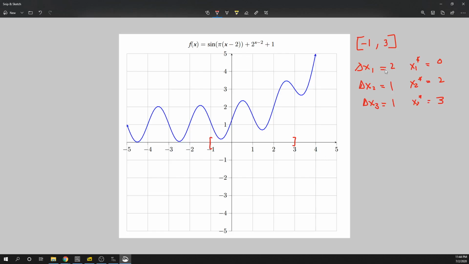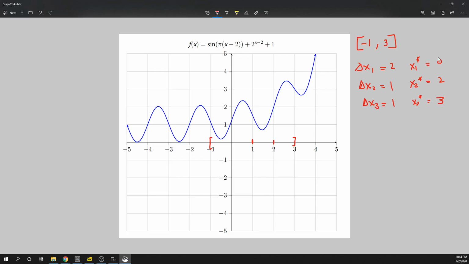So the first subinterval is 2 units wide. Starting over here on the left-hand endpoint of your interval, go 2 units, and that's where your first subinterval is going to end. All right, the second subinterval is 1 unit, so go where the first subinterval ends, and then go 1 unit to the right, and that's where your second subinterval ends, and then just keep doing that. The last one you get for free, basically.